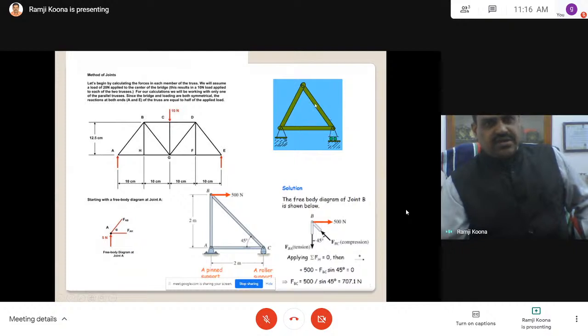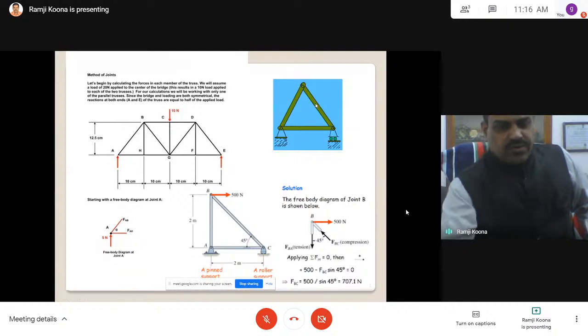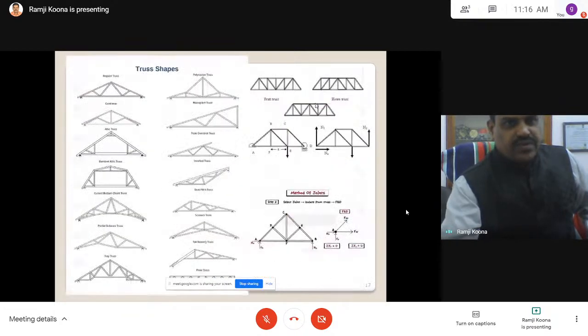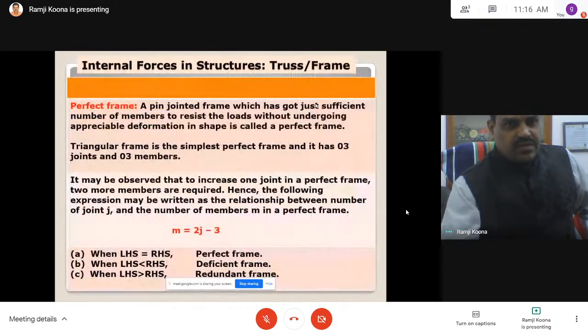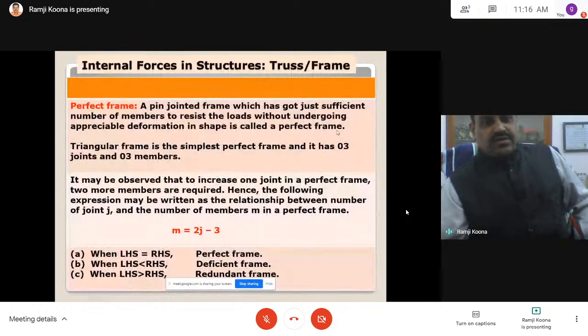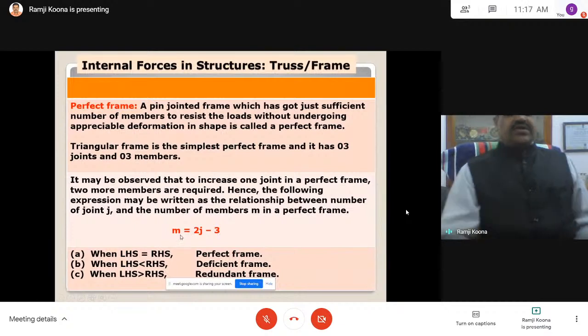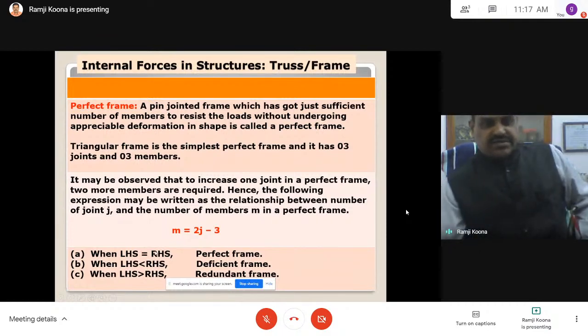Joints are 3. Now if we go to the equation, 2 into 3, 6 minus 3, it is 3 members. That is a perfect truss, if the left hand side is equal to the right hand side. The left hand side members consist of 3, and the right hand side is 3.